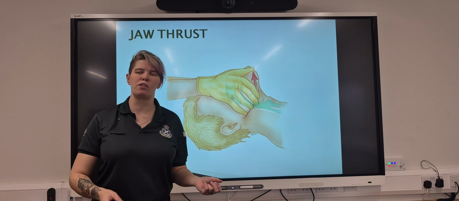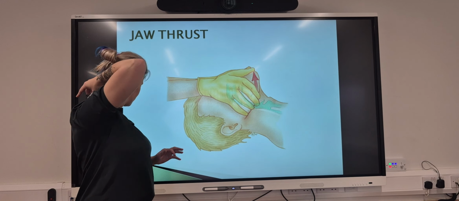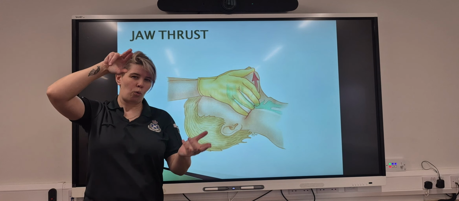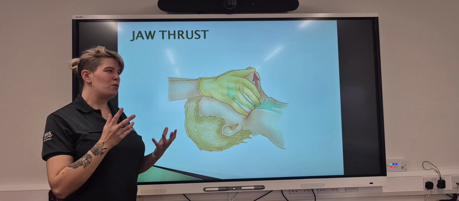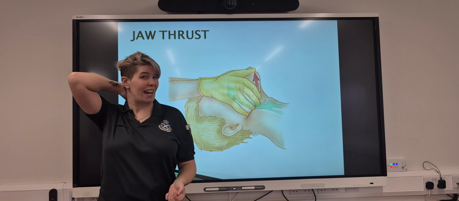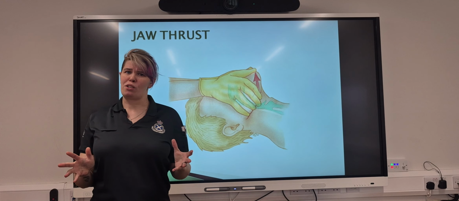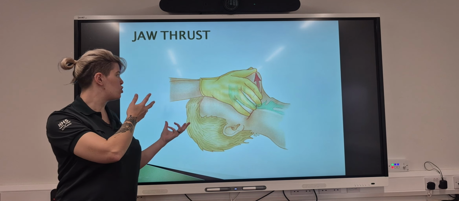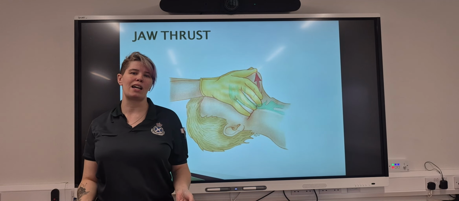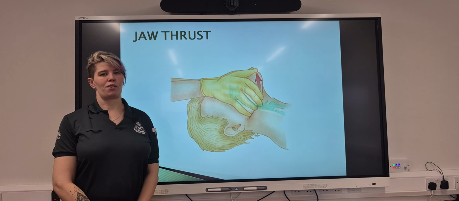It's really, really good for showing how much this bit of your spine moves when you do a head tilt chin lift. So it's not ideal if you have a concern that someone has a break here. The last thing you want to be doing is causing any excessive movement to the head. So we will be doing a jaw thrust in order to maintain that airway. Let's have a look at how we perform a jaw thrust.